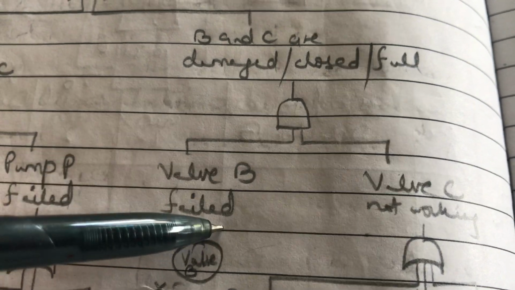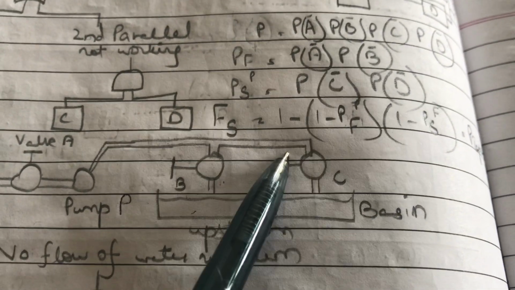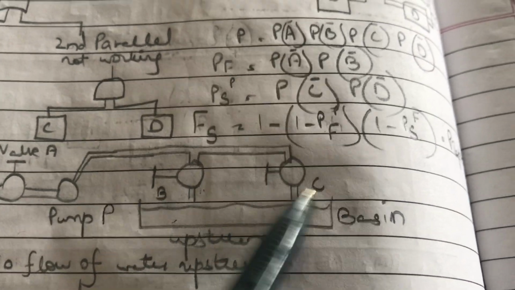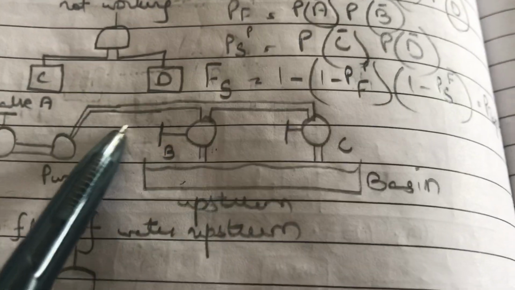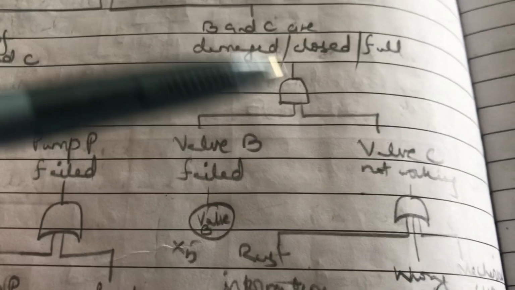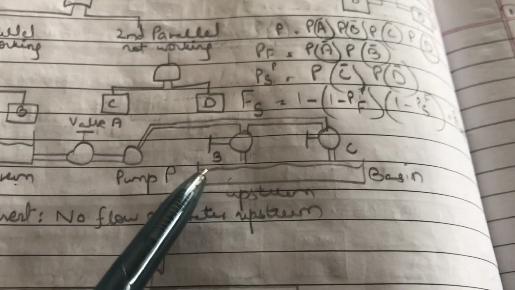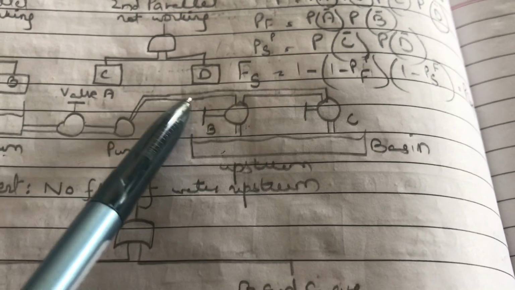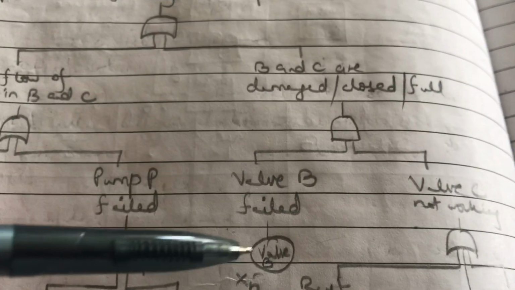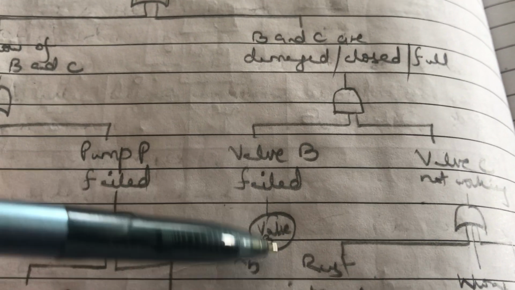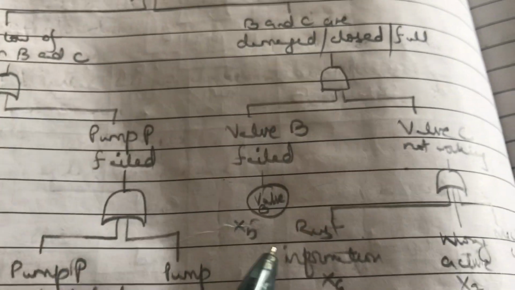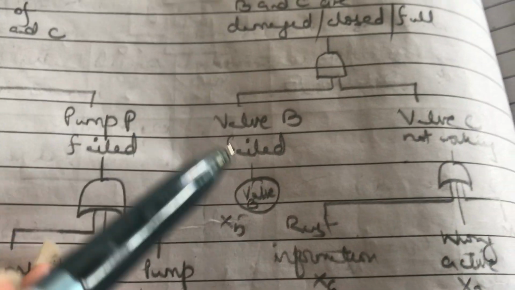Either valve B is failed or valve C is not working. So either this has failed or this has failed. This can be failed or this is not working. So there can be an error in both of them. The same we write here, failed or not working. So we first took valve B as failed, and we represent it as valve B failed.